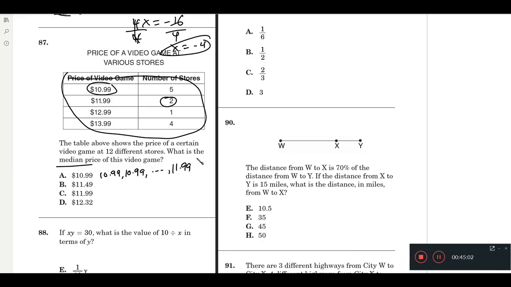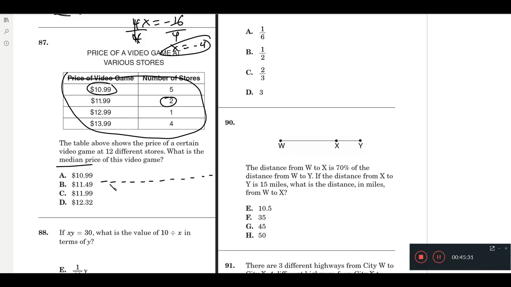So the middle two will be what? The 6th and 7th one, or what? If you look at the chart, the 12.99 and 13.99 add up to 5, and then the 10.99 is also 5. So the middle one would be 11.99 on the chart. But there are 12 numbers, so there are two middle numbers. The average of both of them is 11.99.